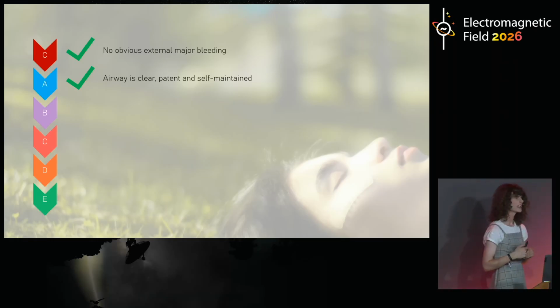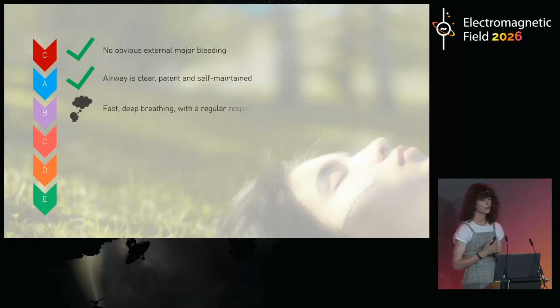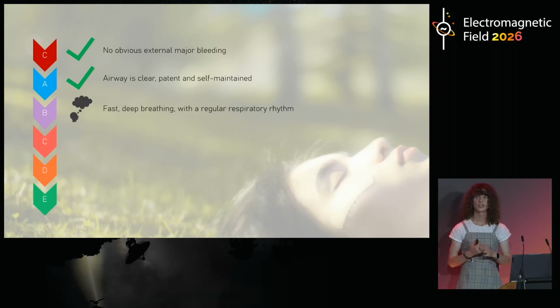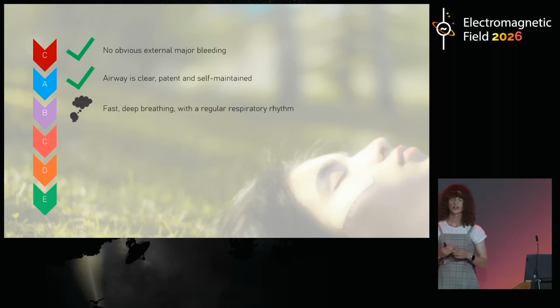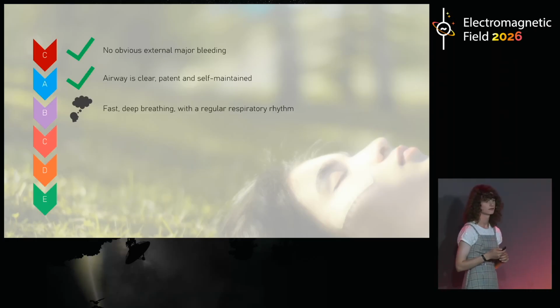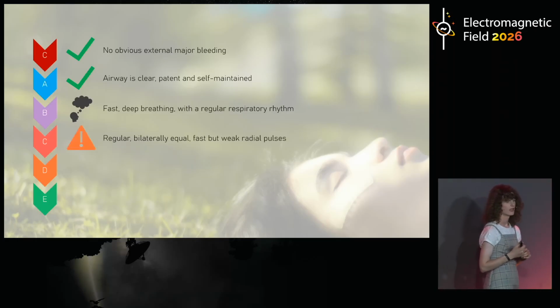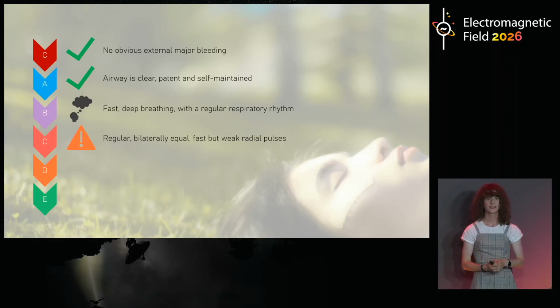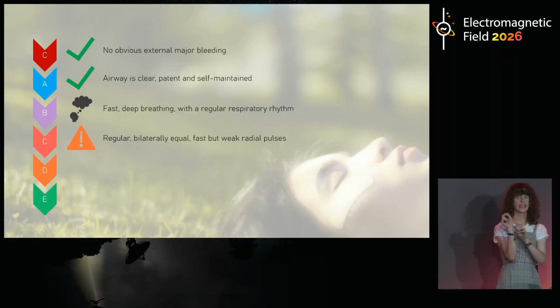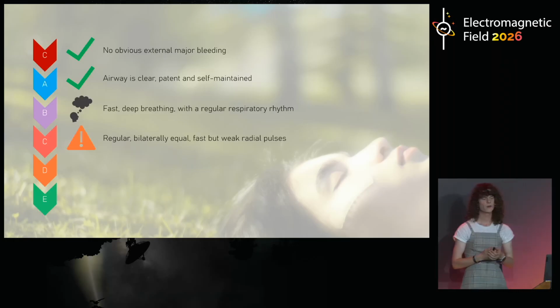On the other hand, our breathing gives us some pause. Because when we have a look at our breathing, we're seeing that it's quite fast and quite deep. It's got a good regular rhythm to it, but it's fast and deep breathing. And we find radial pulses, so that's the pulse that you've got at your wrist, are fast but weak. There's no difference on either side. You can feel them both there, and they're the same. But they're quite weak and quite fast.